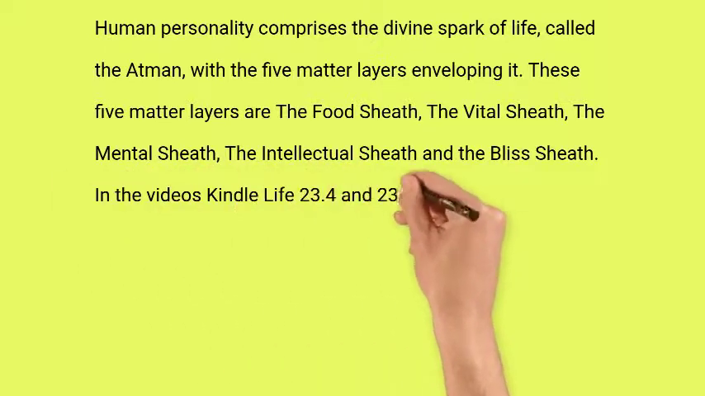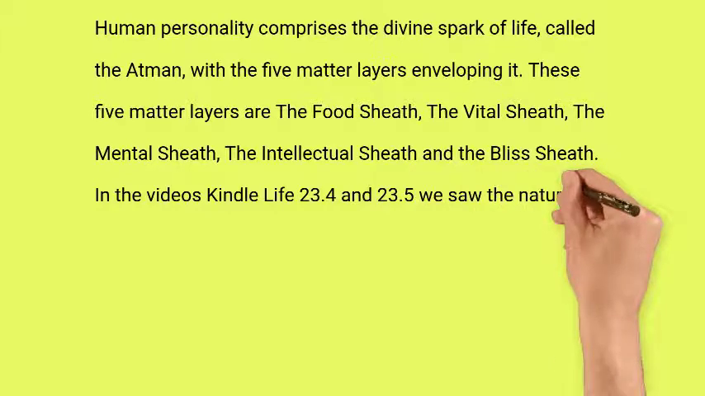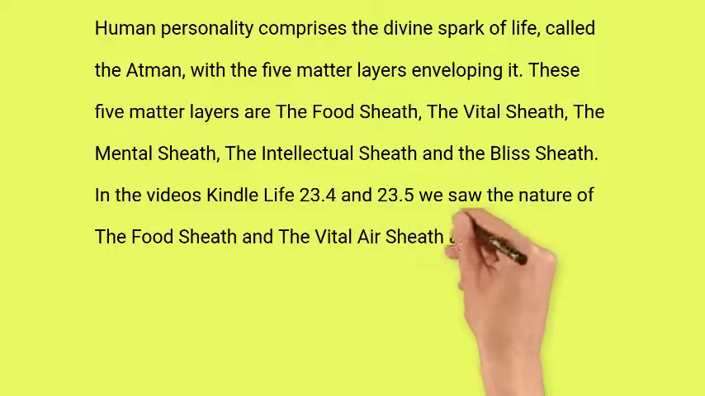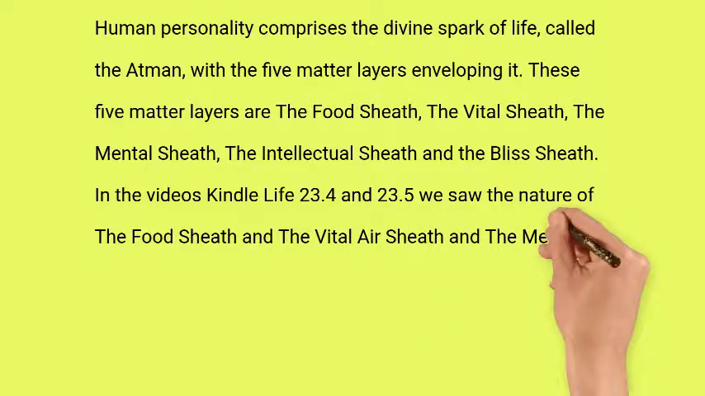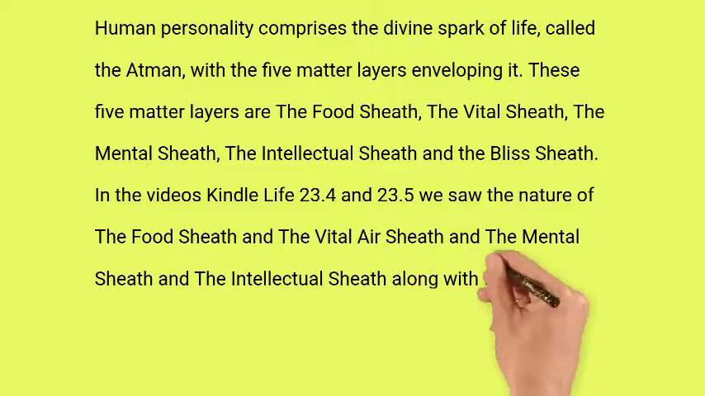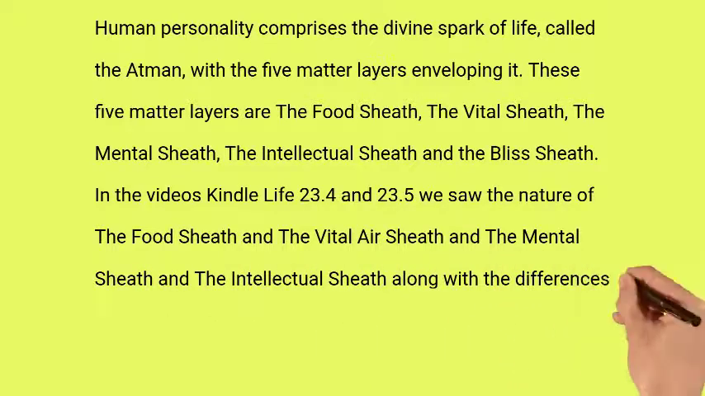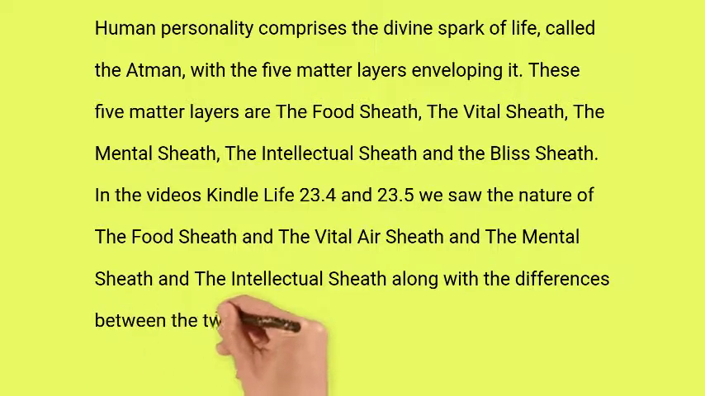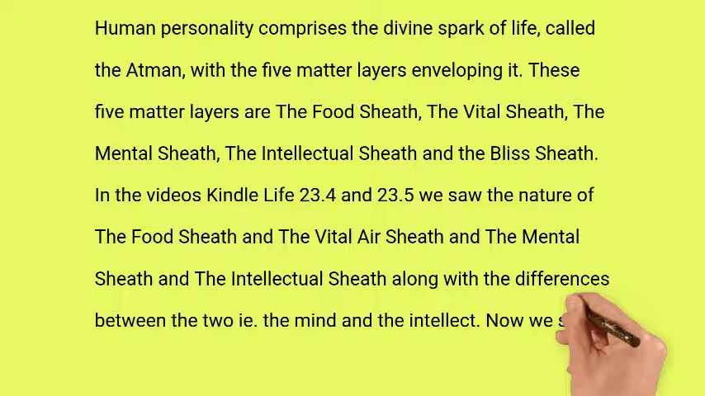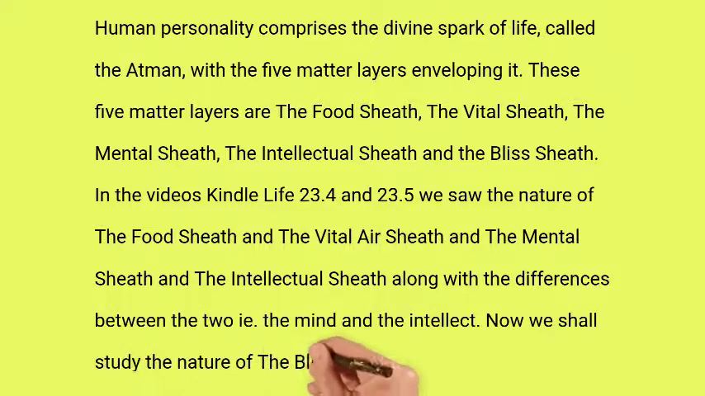In the videos Kindle Life 23.4 and 23.5, we saw the nature of the food sheath and the vital air sheath, and the mental sheath and the intellectual sheath, along with the differences between the two, that is, the mind and the intellect. Now we shall study the nature of the bliss sheath. Number 5. The bliss sheath.